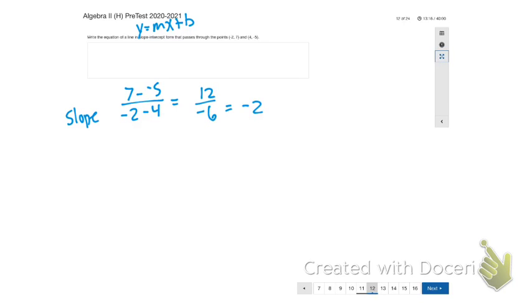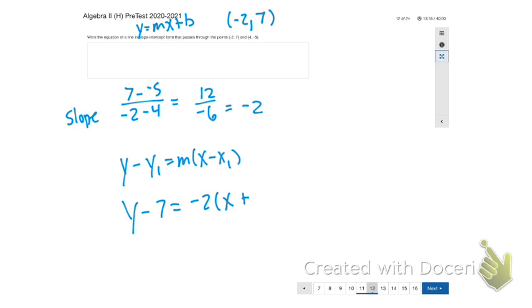Now once you know the slope, in order to get it in slope-intercept form, honestly I would use point-slope form. I think that's the easiest way to get it. So point-slope form, y minus y1 equals m, x minus x1. So my point, you can use either one. I'll use the -2, 7. Y minus 7 equals -2, x plus 2. So we'll go ahead and distribute. Add the 7.